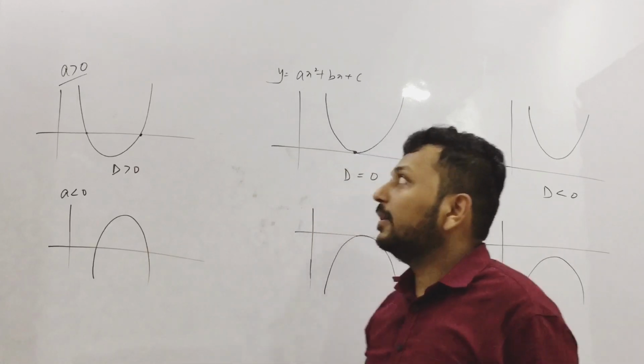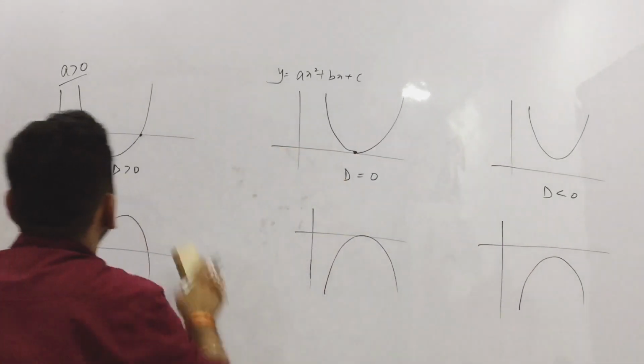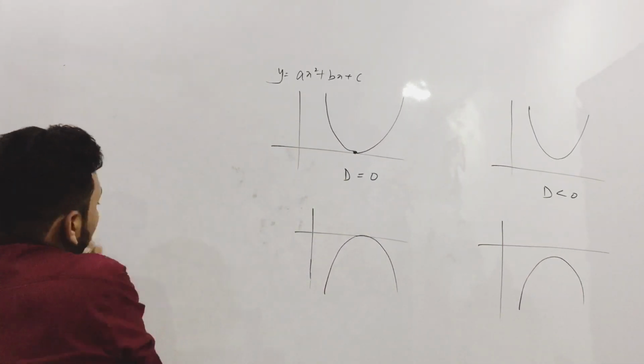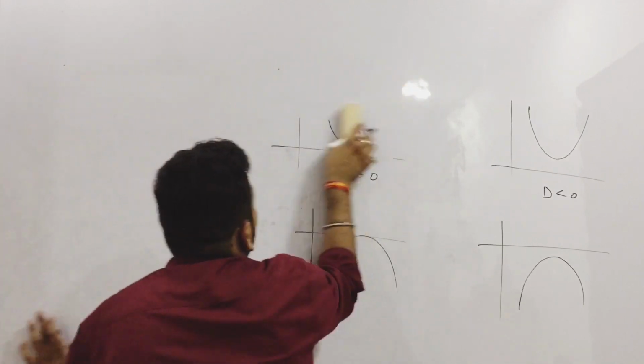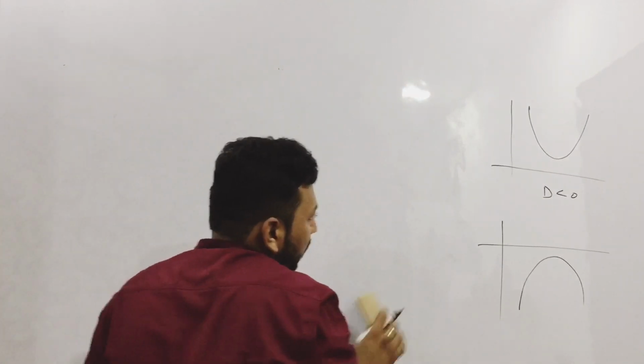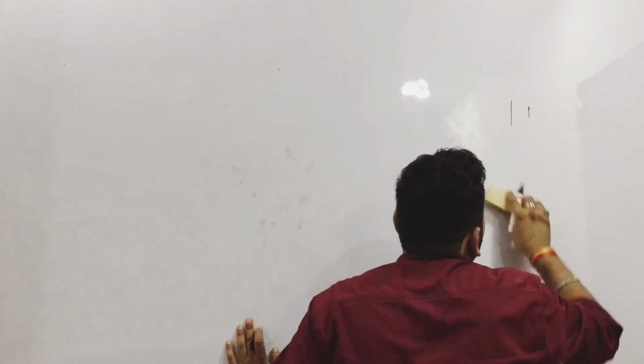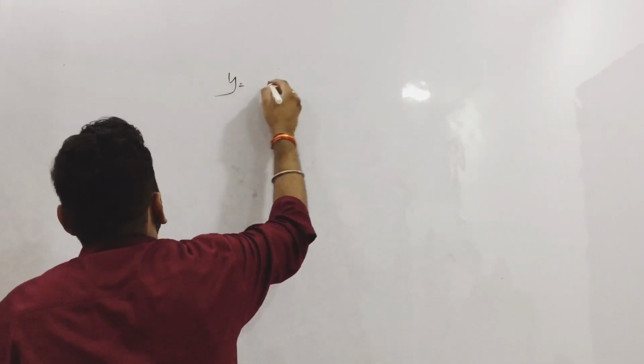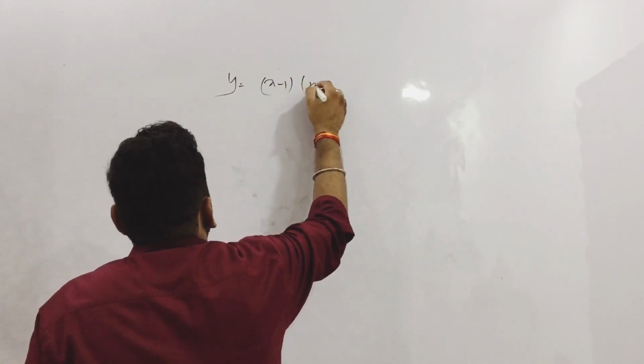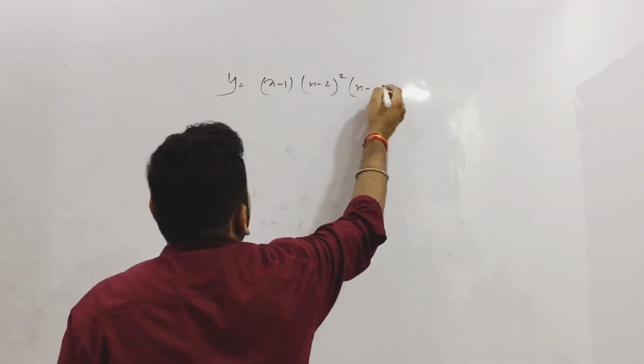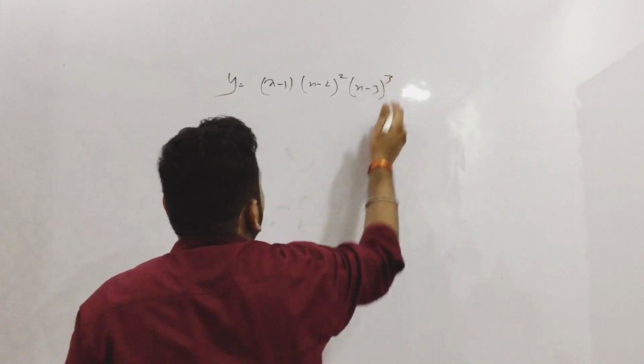Yeah. So let me just erase this. This is the basic thing. Now let me come to some points which a lot of aspirants do not know, and even if they know, they make a lot of mistakes in that. So let me draw the graph of y equals (x minus 1)(x minus 2) whole square (x minus 3) whole cube, anything like this.